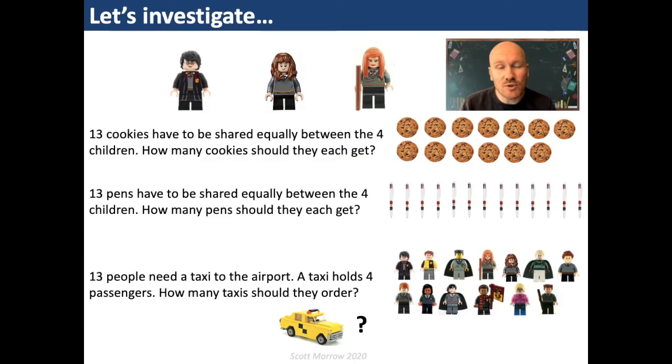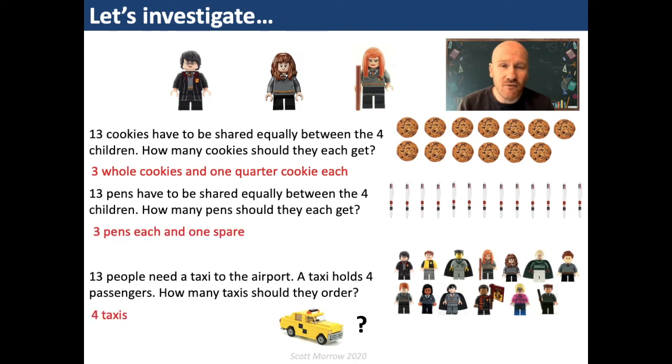Each of those problems, when we look at them, we're really asking us to divide 13 by 4. The first one, we had 13 cookies shared between 4 people. The second one, we had 13 pens shared between those same 4 people. And the last one was asking us how many lots of 4 can we get from 13? How many taxis do we need for those 13 people? We get 3 different answers to those problems. We get an answer of 3 1/4 cookies, 3 pens, and 4 taxis.